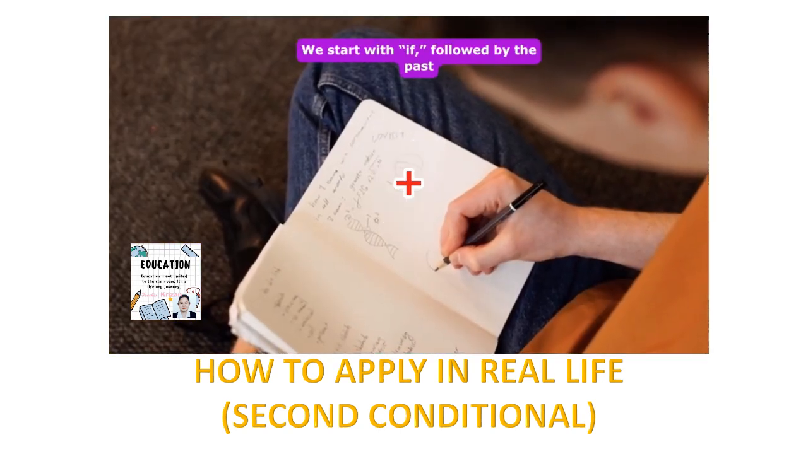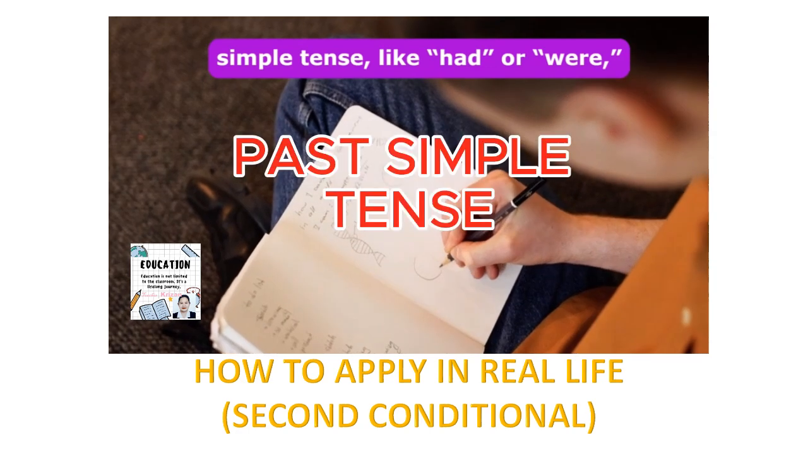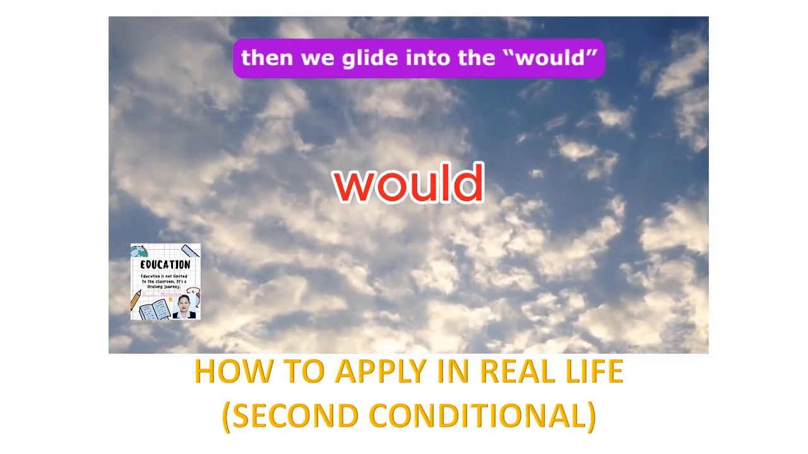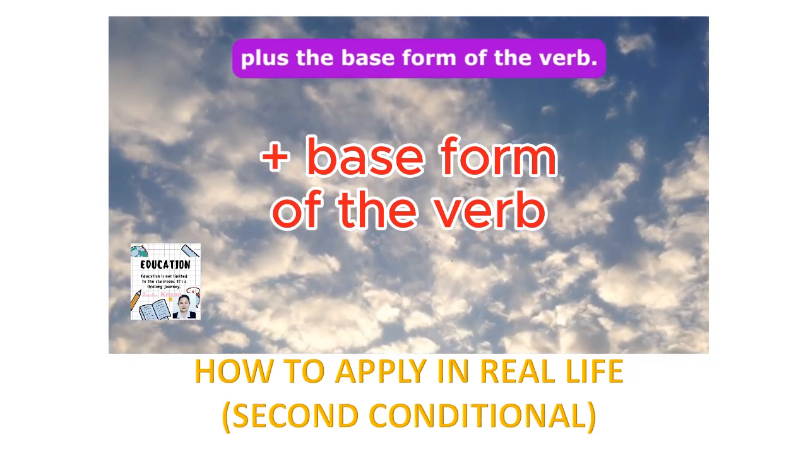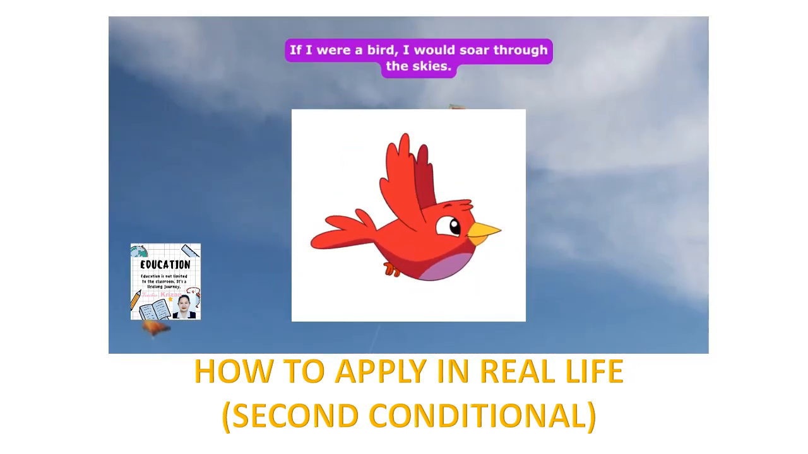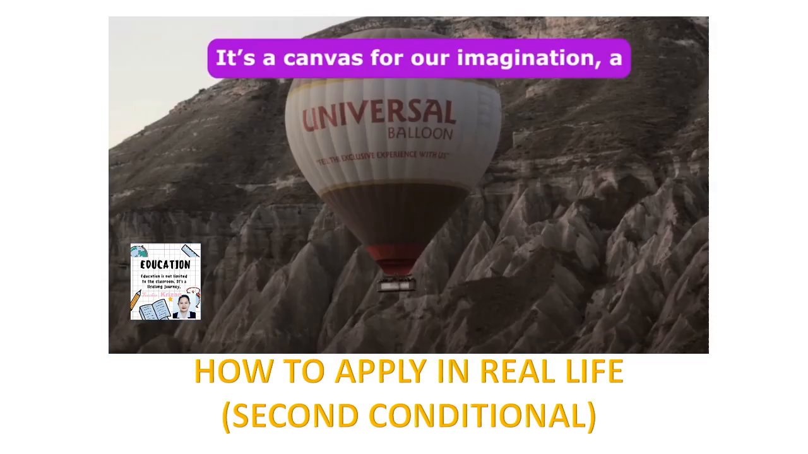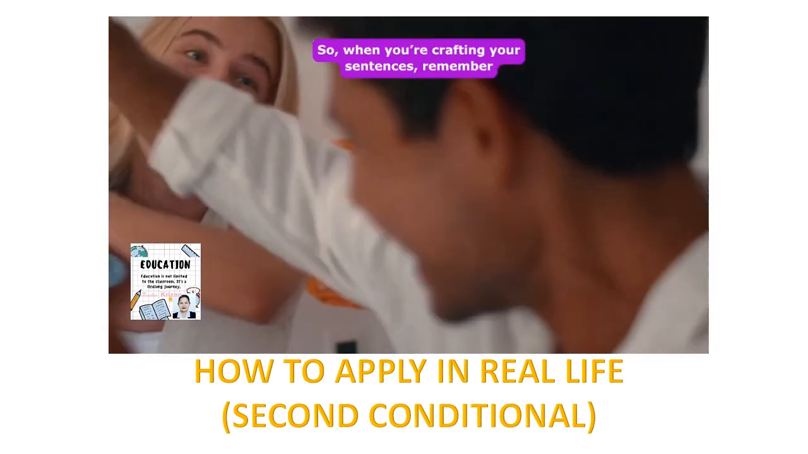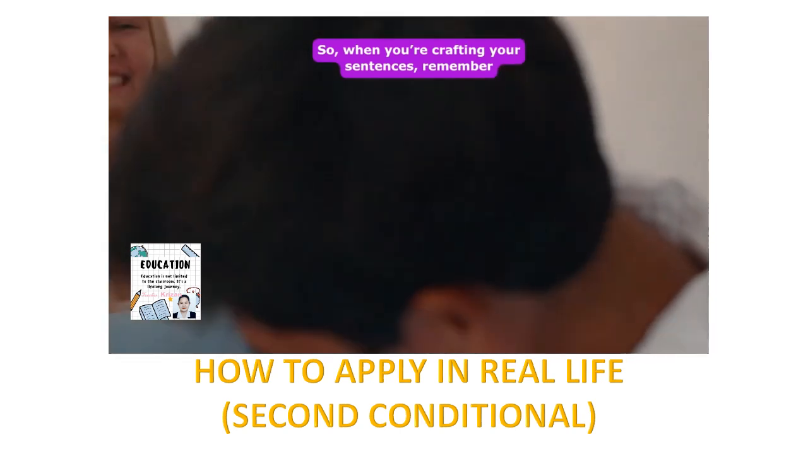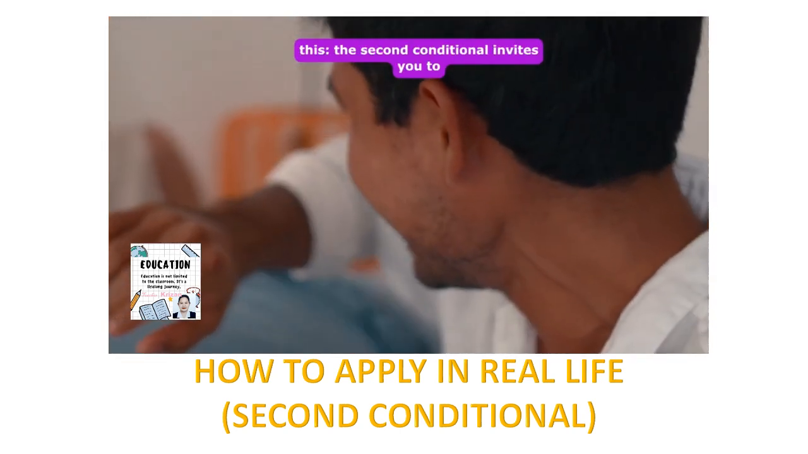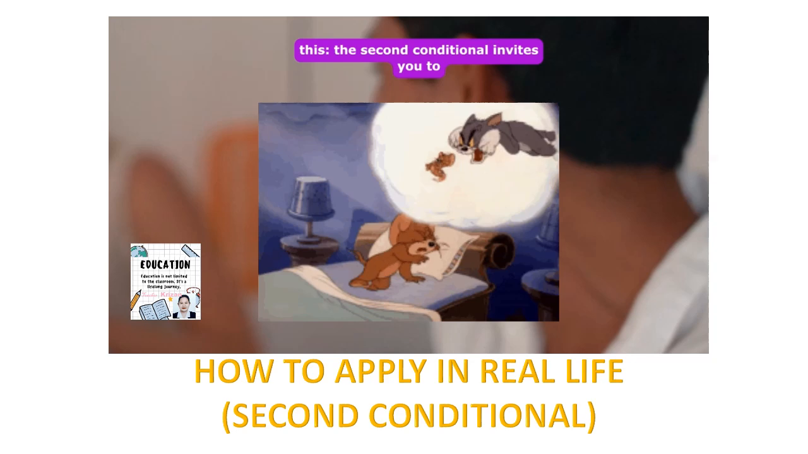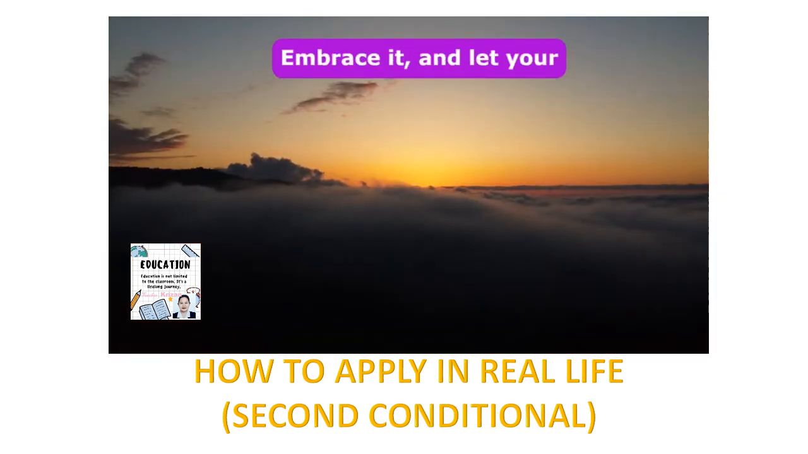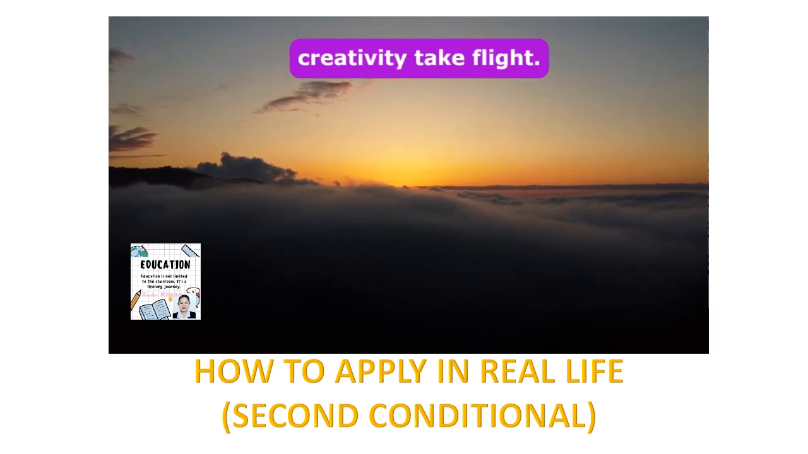We start with if, followed by the past simple tense, like had or were. Then we glide into the would, plus the base form of the verb. If I were a bird, I would soar through the skies. It's a canvas for our imagination, a tool for expressing wishes or regrets. So, when you're crafting your sentences, remember this. The second conditional invites you to dream, to envision what could be, even if it's just a fleeting thought. Embrace it, and let your creativity take flight.